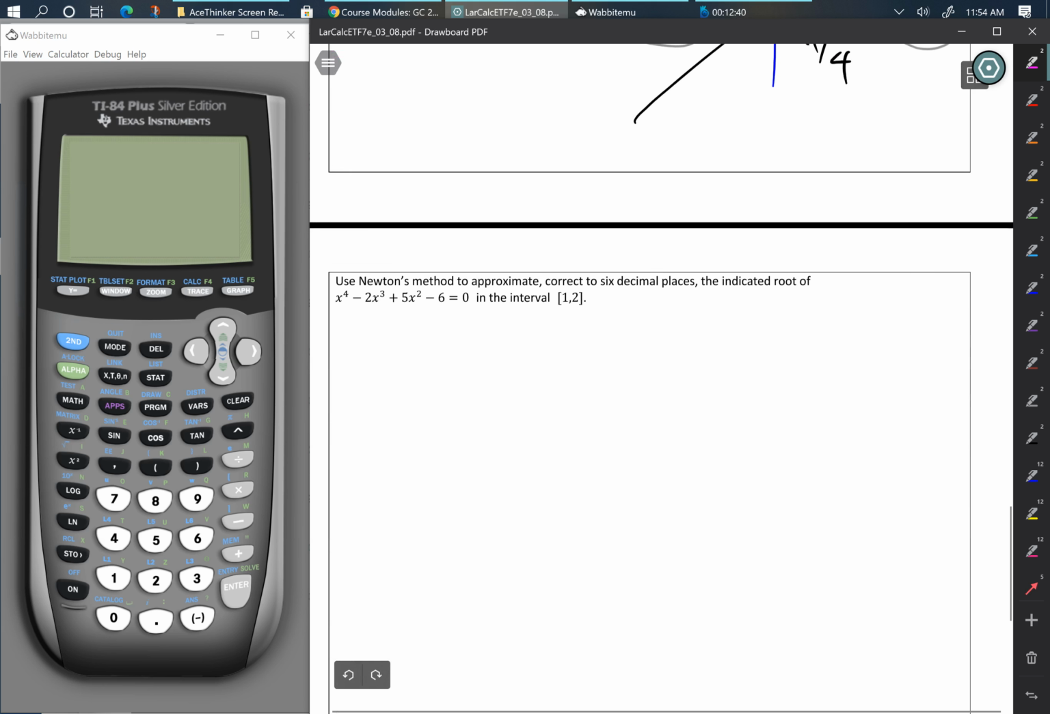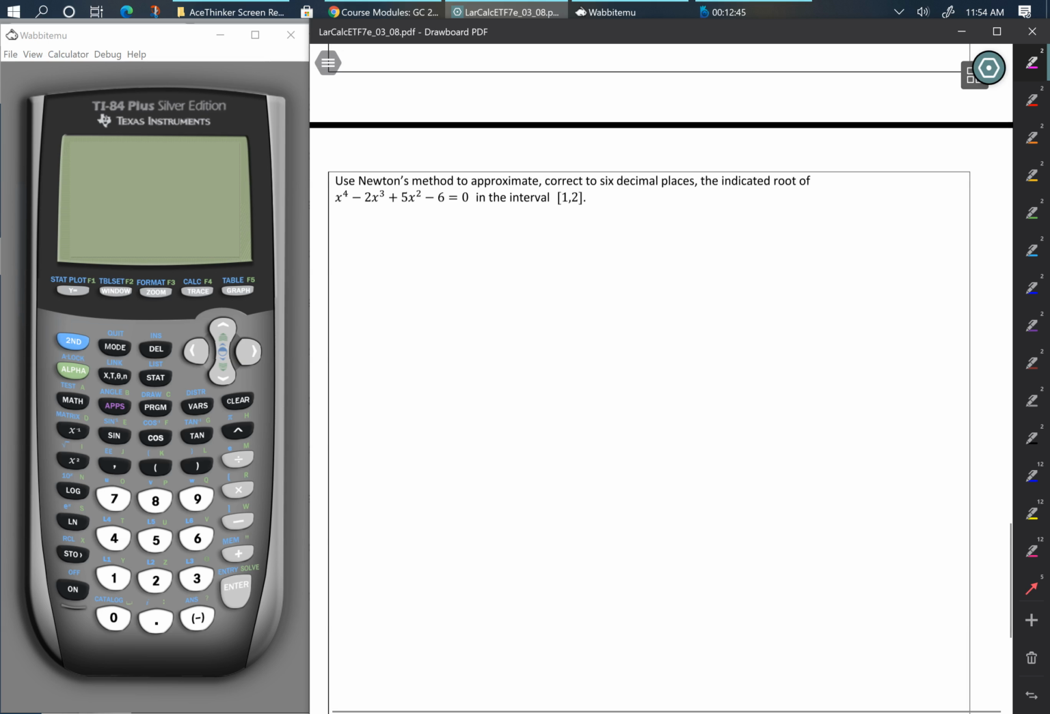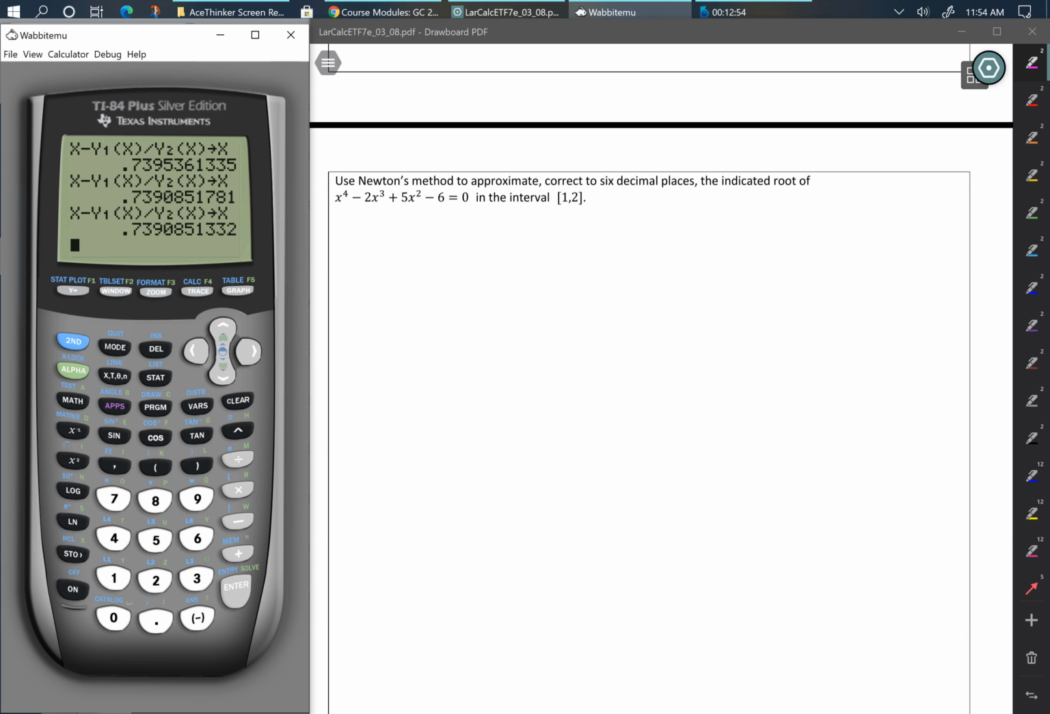All right, so we could take a look at this next one. It's the last one in this example. We're already at 12 minutes. We can do this. All right, so let's see what the directions say. Use Newton's method to approximate correct to 6 decimal places. So there's our accuracy we're looking for. The indicated root of the equation on the interval 1 to 2. So we're looking to find out when that equation has a solution, but only on the interval 1 to 2, which means we need to make sure that our initial guess is something that's going to drive us towards that root that's on that interval 1 to 2.